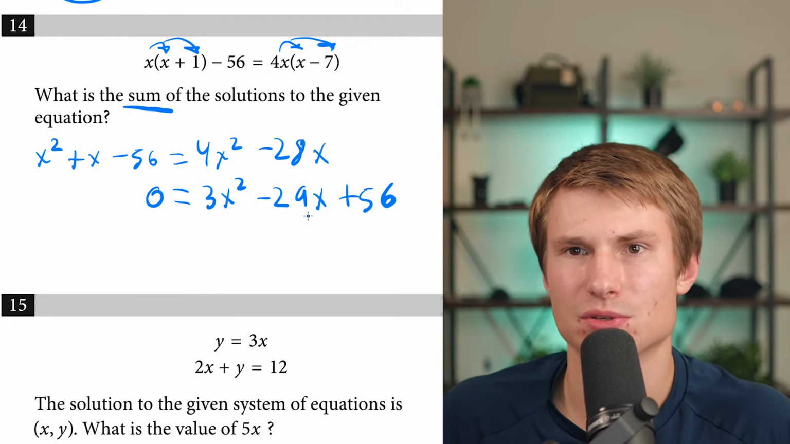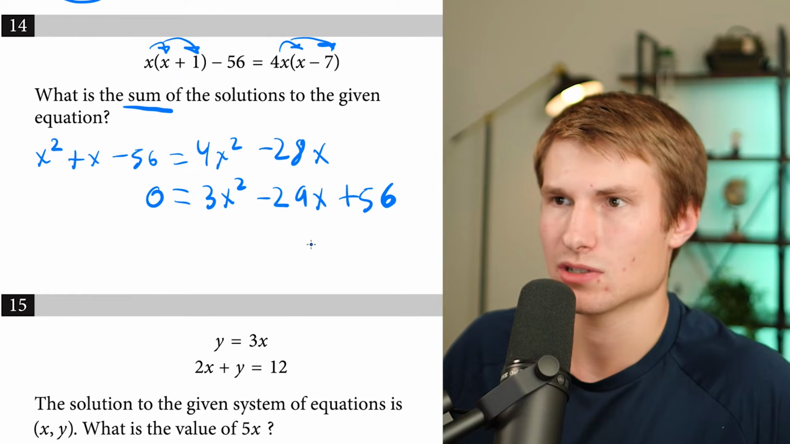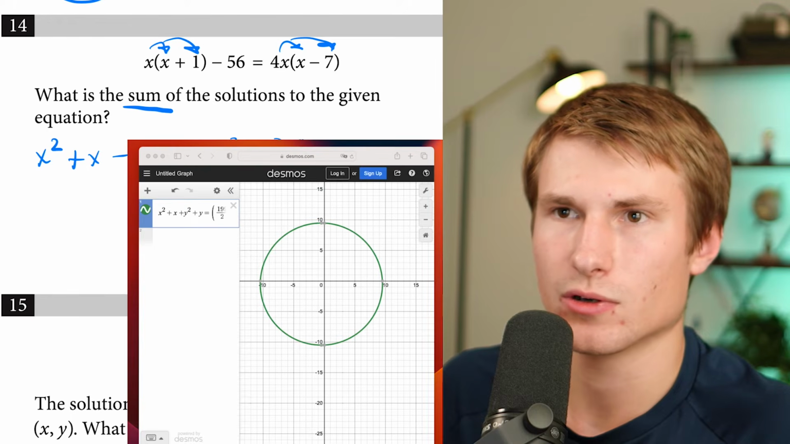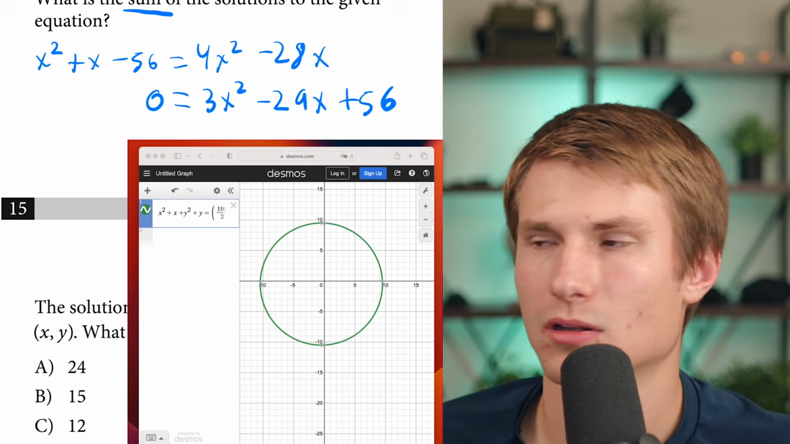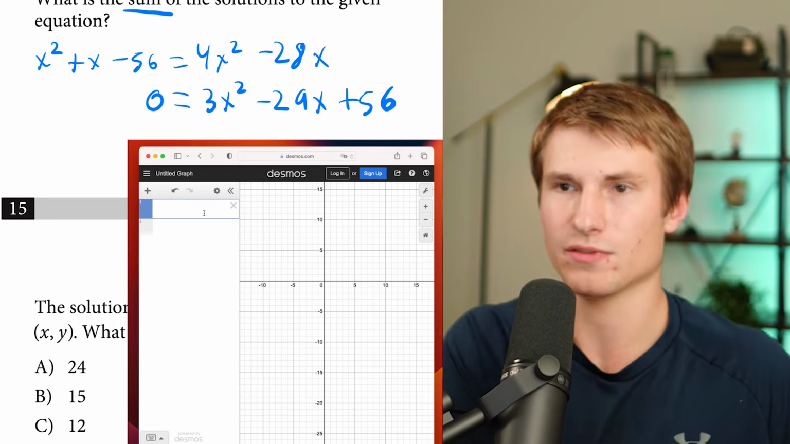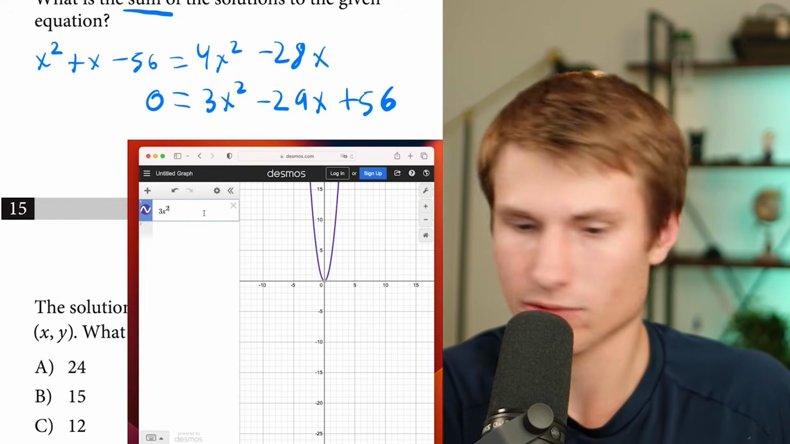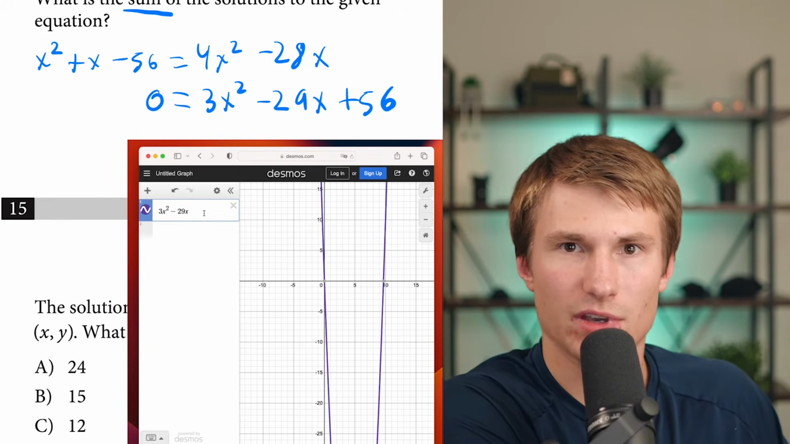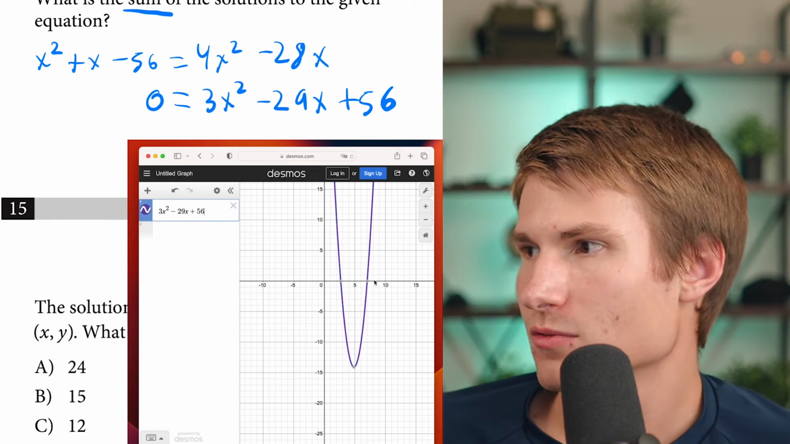At this point, I'd go ahead and use Desmos. That looks pretty difficult to factor, so I will go ahead and use Desmos here. Let me go ahead and load it up. So we'll go ahead and show Desmos. Let me scroll down so we can see what we're going to be writing down. All right, so let's clear it from our last equation. Now we've got 3x squared minus 29x. Then we've got plus 56. Okay, sweet. So we've got this right here.